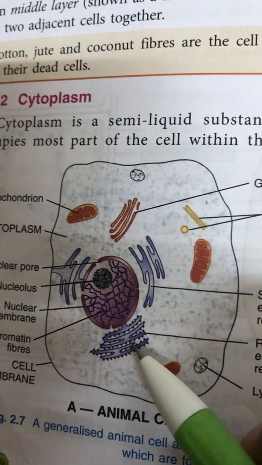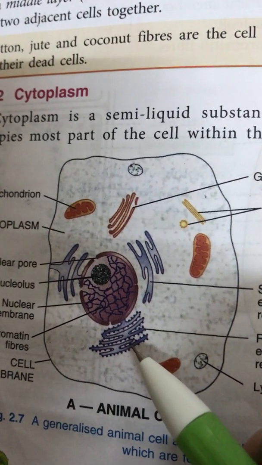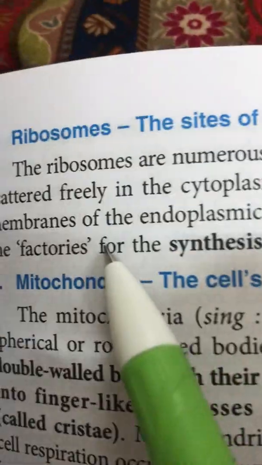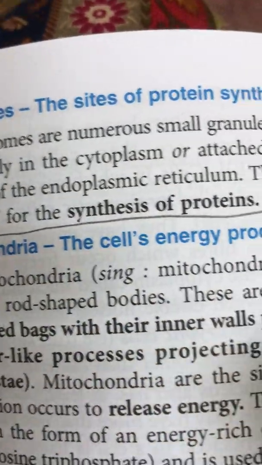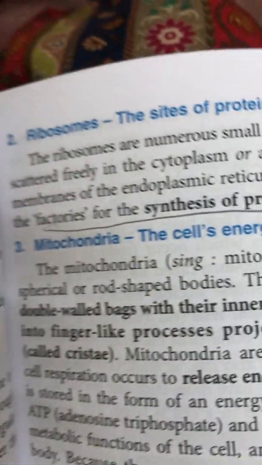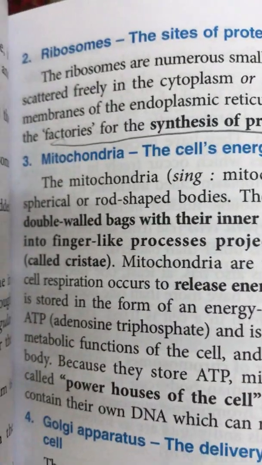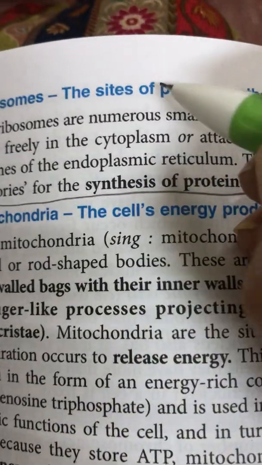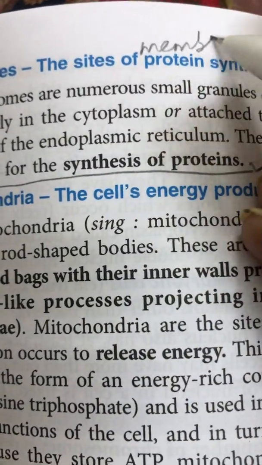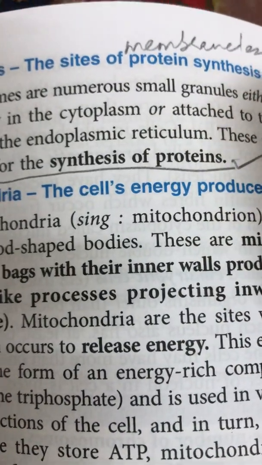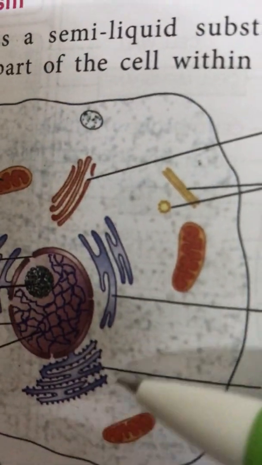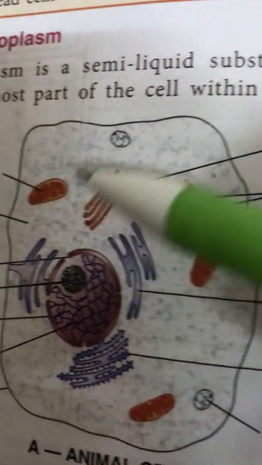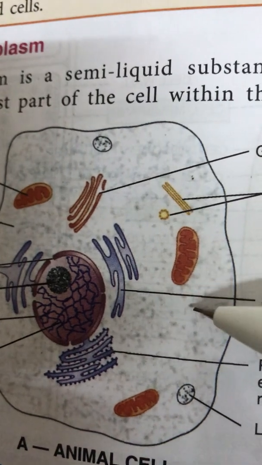Now what do these ribosomes do? As told to you just now, they help in synthesis of proteins. So ribosomes are called factories for synthesis of proteins. Just like ER is called cytoskeleton, ribosomes are called factories for synthesis of proteins. They are small granules and they are membraneless. They are without membranes. And where are they present? They are either present on the surface of ER or they are present lying freely in the cytoplasm.